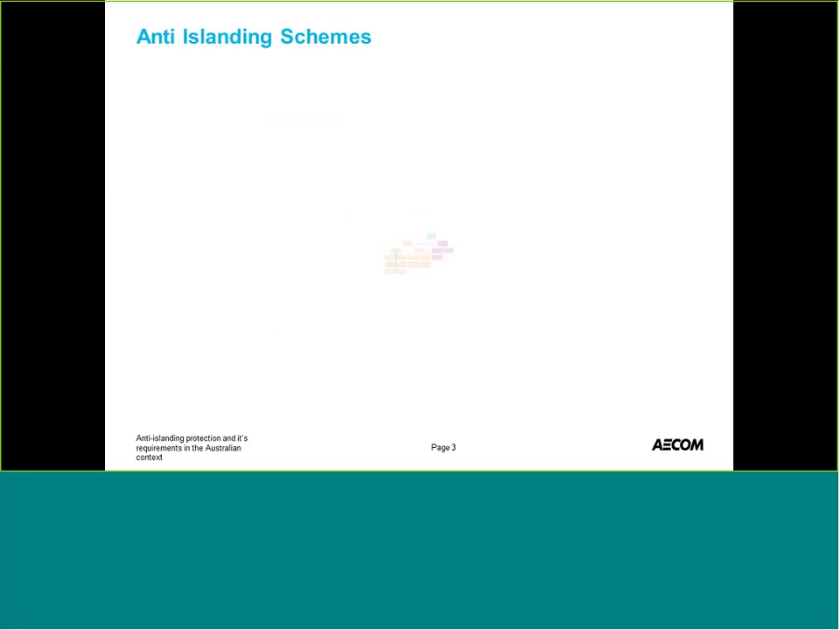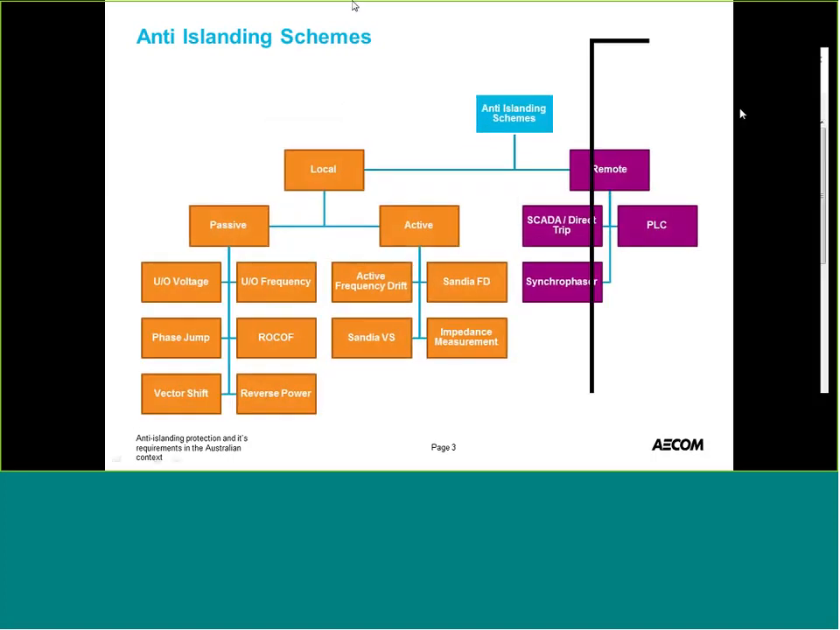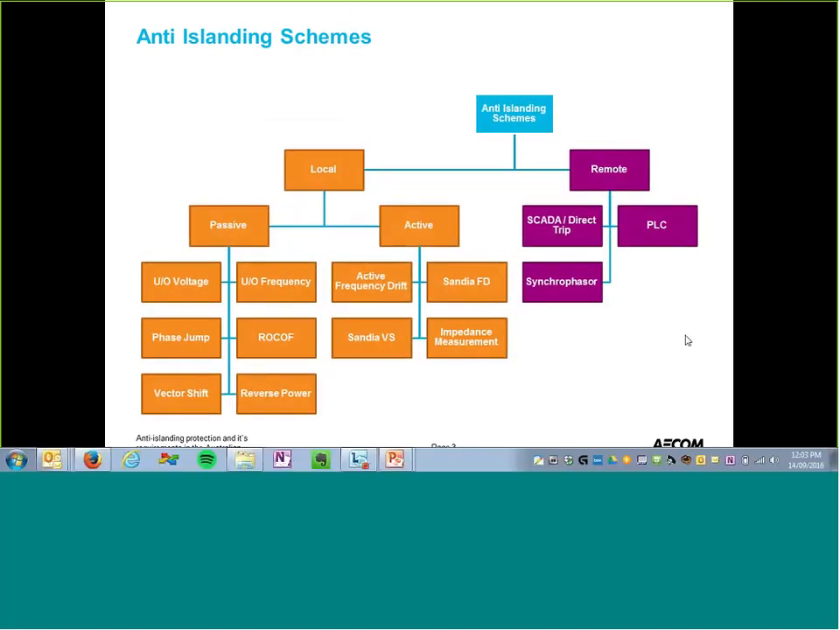So just in terms of anti-islanding schemes, you can basically break it down into two main implementations. You've got a local implementation, which you've got on the left there, and you've got a remote implementation. Remote implementations are a bit more complex and costly to implement because they require communication between the local generating system and a remote facility, typically the network service provider's substation, for example.